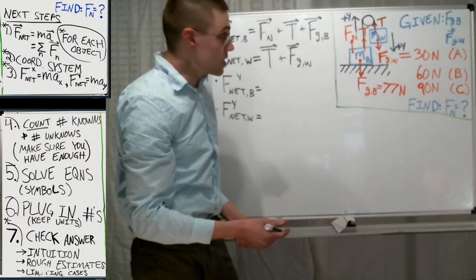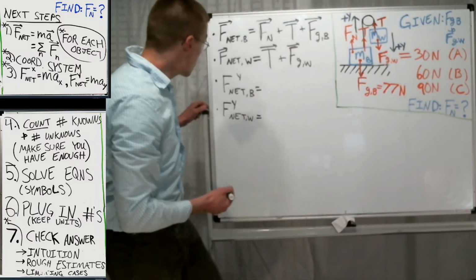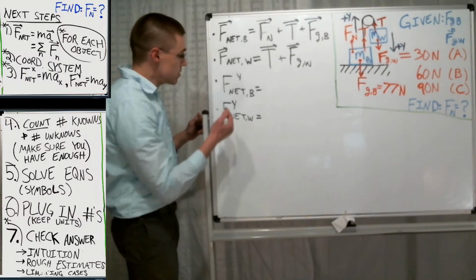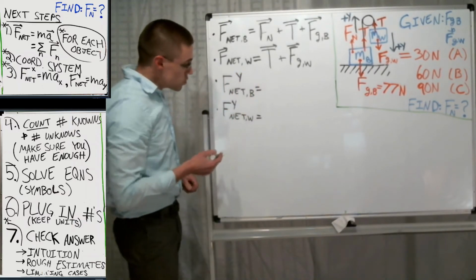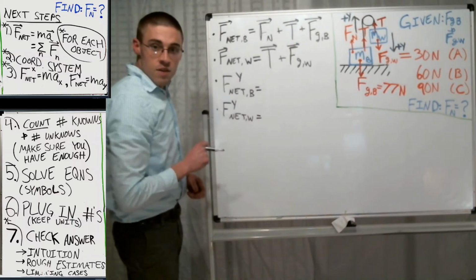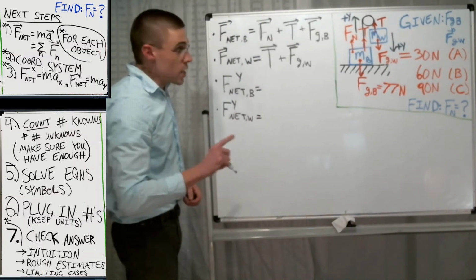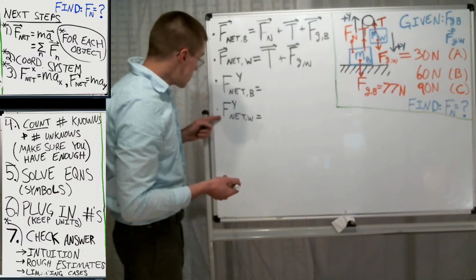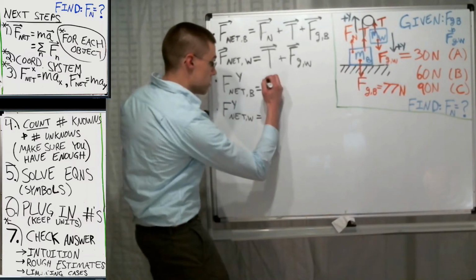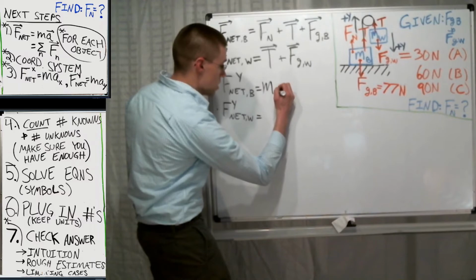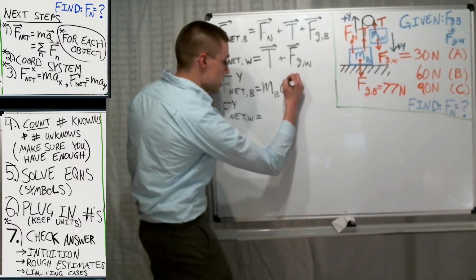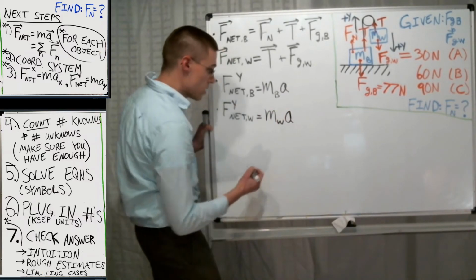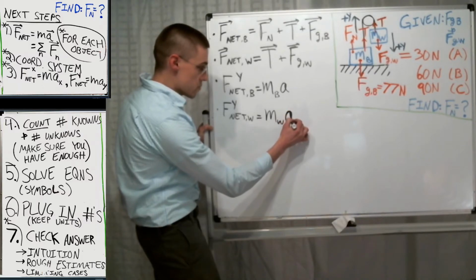So that's really nice, because of what I'm going to do when I set up these equations. I'll continue to explain that as I go into the next step. So in step 3, I'm going to pick the individual components out. Thankfully, this is a one-dimensional problem. There's no x forces involved here, so I can just set F net y equal to mass B times a, and this will be equal to mass W times a. The acceleration only has one component.